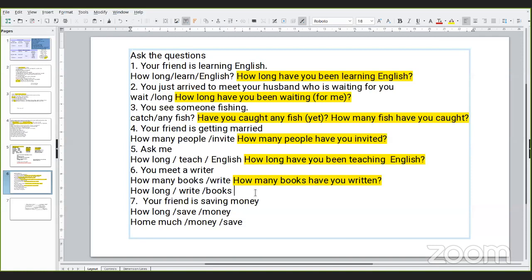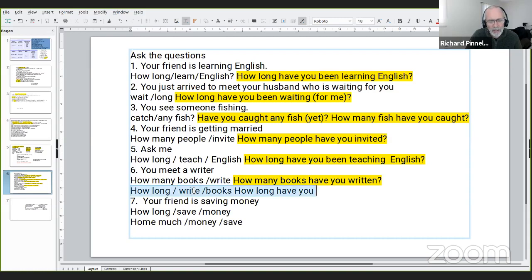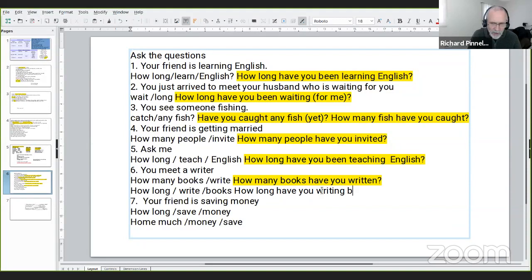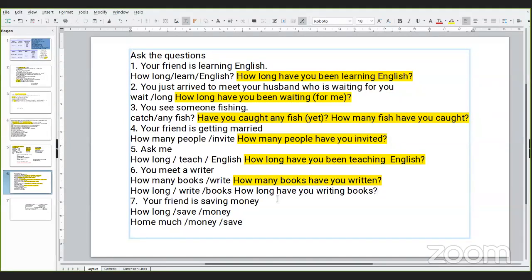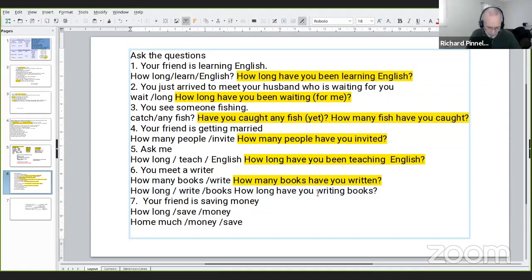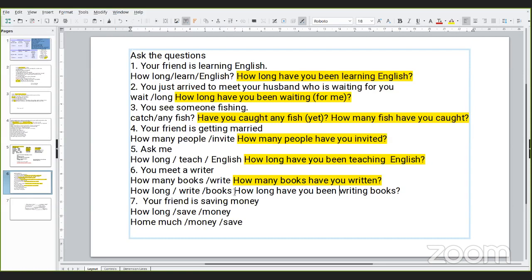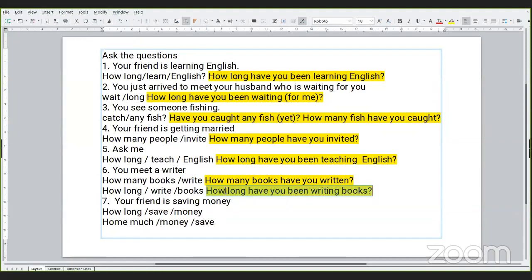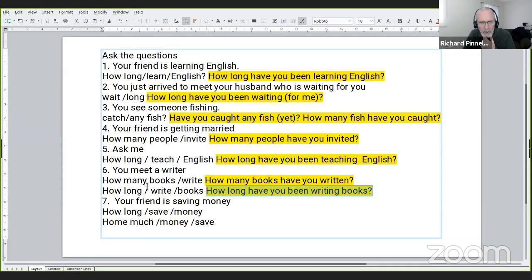Or anybody in the chat? How long have you... Actually, sorry, we're still on this one. There were two questions: how many books have you written and how long have you been writing books? Nidia has the right answer in the chat. How long have you been writing books? Yeah, because with how long we're asking about the period of time.